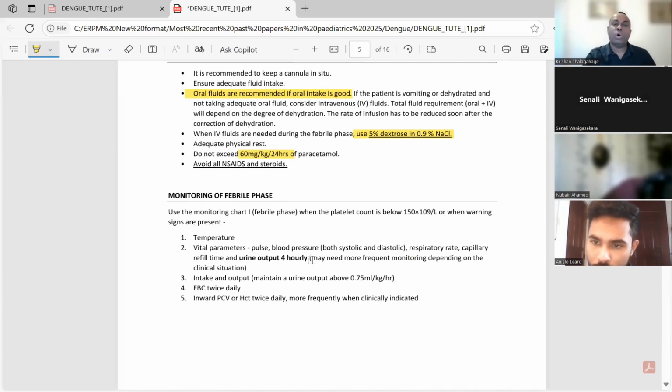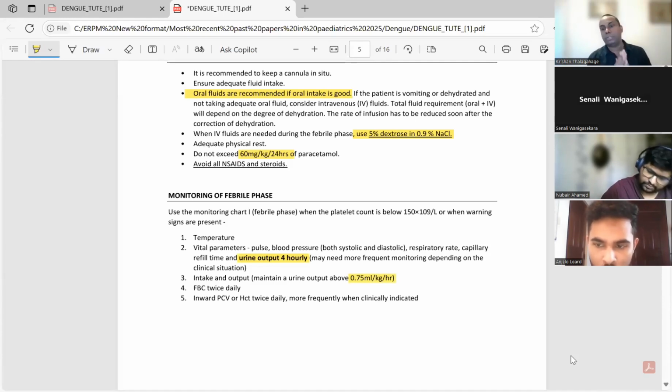How often do you usually monitor? Every 4 hourly. What do you monitor? Pulse, blood pressure, urine output. Now, when you check the urine output, you need to see if it is normal. What is the normal urine output? Normal urine output is above 0.75 ml per kg per hour.